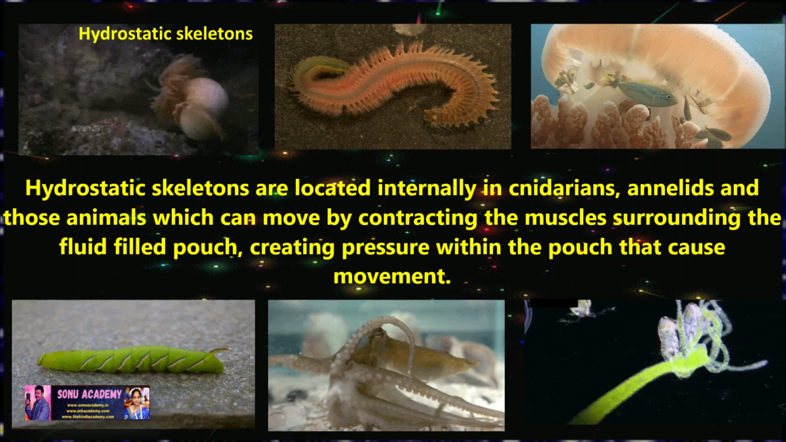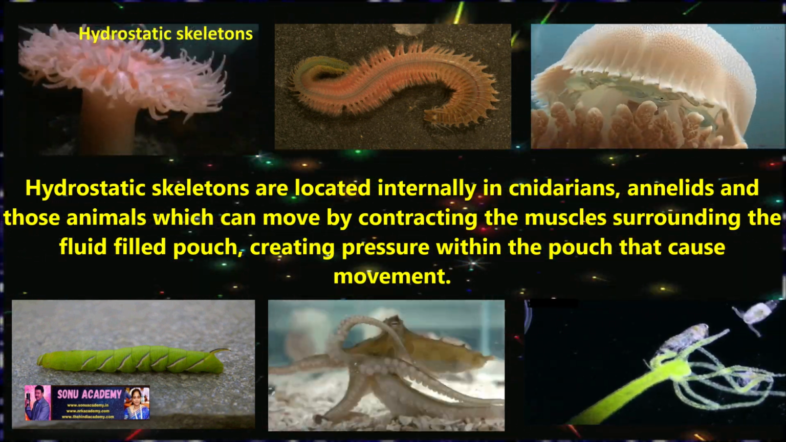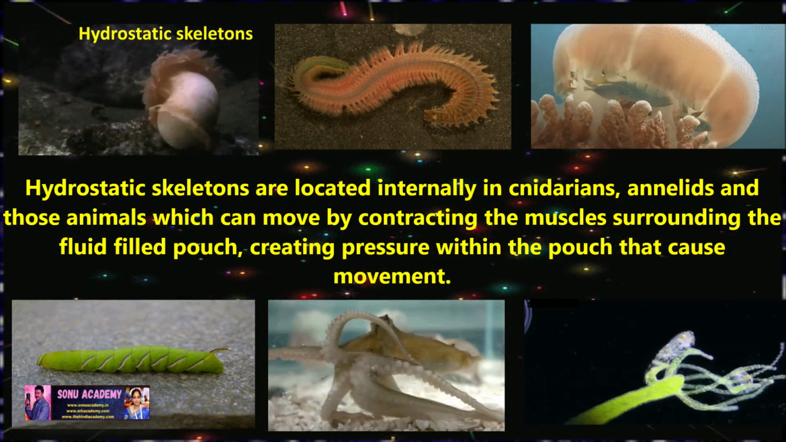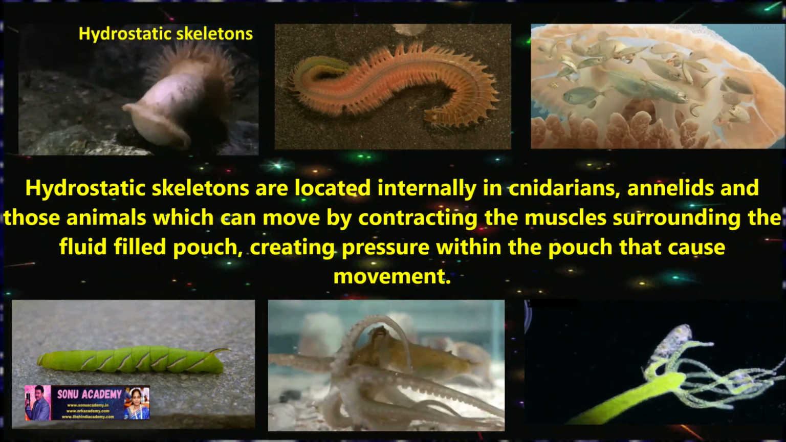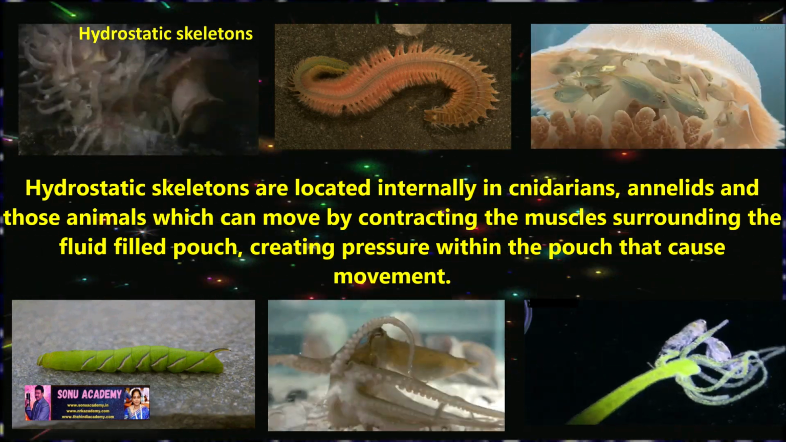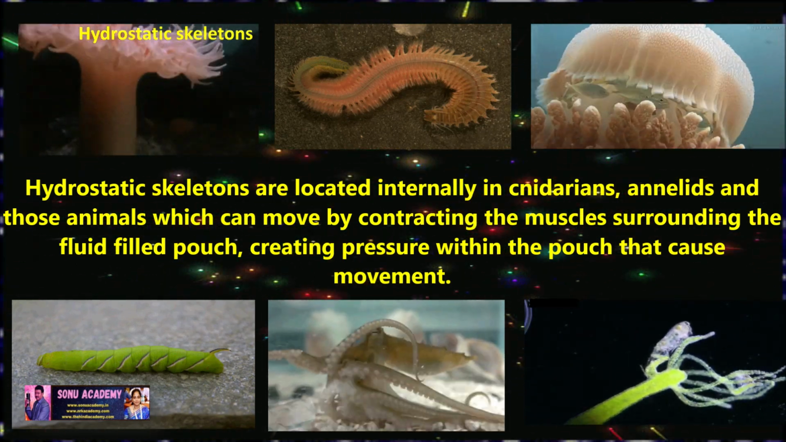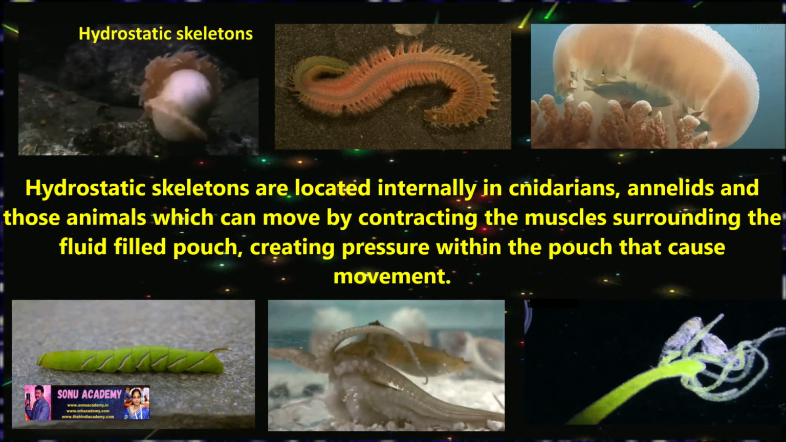Let us discuss the hydrostatic skeleton. Hydrostatic skeletons are found in cnidarians, annelids and those animals which can move by contracting the muscles surrounding the fluid-filled pouch, creating pressure within the pouch that causes movement.